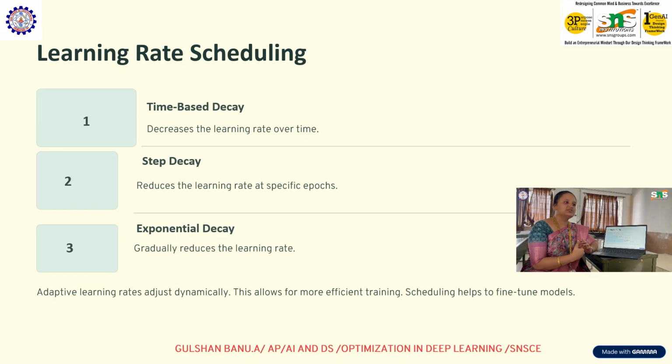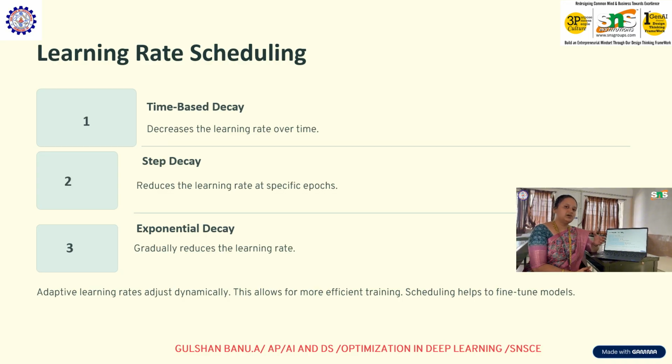Now, the next concept that we are going to see is learning rate scheduling. What is learning rate scheduling? Learning rate scheduling has a three-step process: time-based decay, step decay and exponential decay. Time-based decay decreases the learning rate over time and gives an efficient way. Step decay reduces the learning rate at specific epochs. Exponential decay gradually reduces the learning rate.